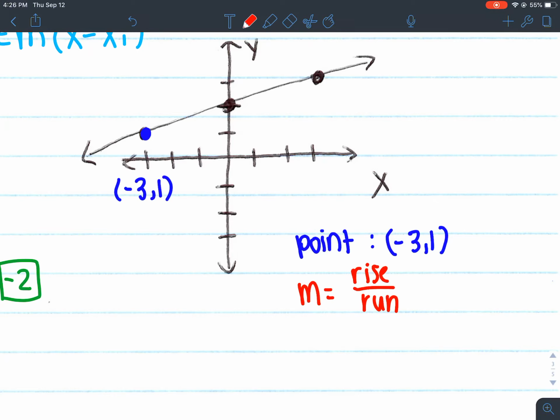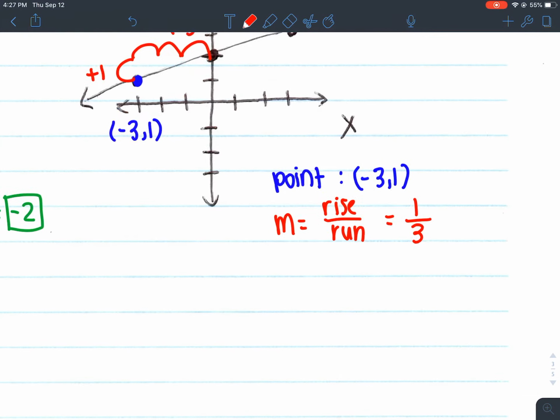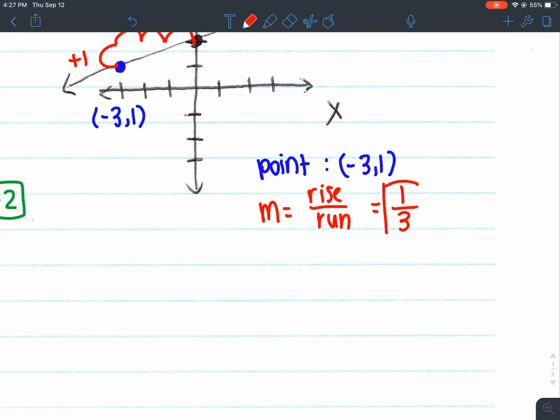What's another way you could do this? You could also pick 2 points and do y2 minus y1, right? You have 2 points, so go ahead and pick 2 points. I'm going to do rise over run because I think it's the easiest for this kind of problem. So I'm going to go up 1, so my rise is a positive 1. And then I'm going to the right 3, so plus 3. So I have a positive 3. So my slope is 1/3.